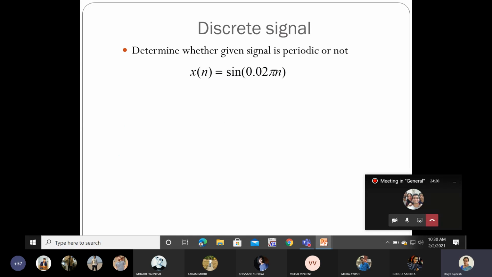Let us now do the analysis on the discrete signal. The same properties of the signal we will check with the discrete signal also. Determine whether the given signal is periodic or not. So how to check the periodicity of the signal?